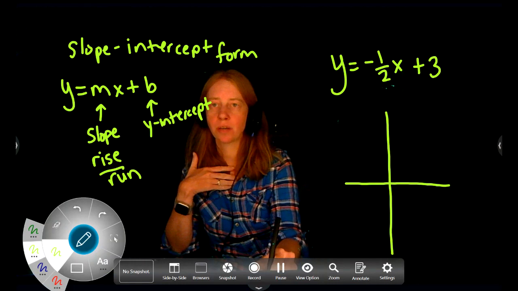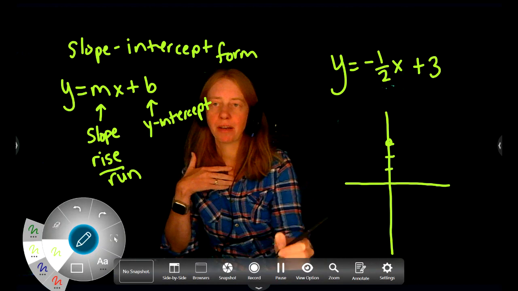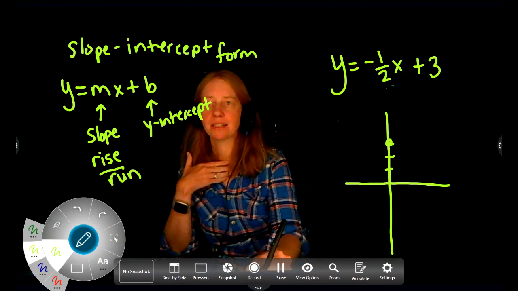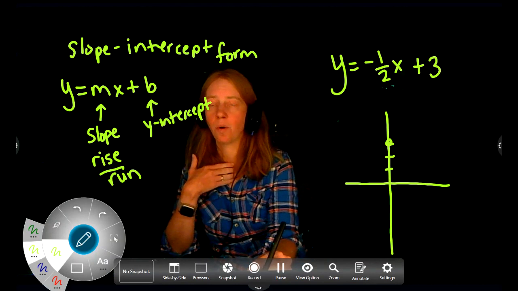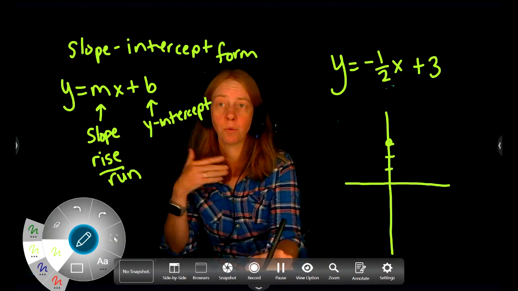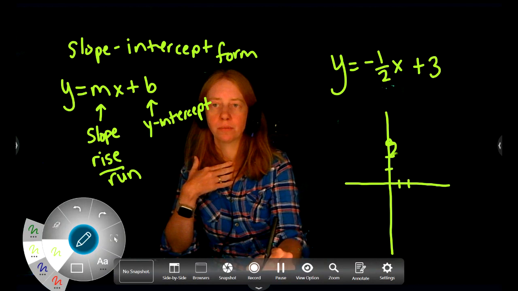What this means is I'm going to start with the y-intercept. The y-intercept means we go 1, 2, 3, and that means I have a dot right here. Okay, that's where my first point is going to be. My slope, -1/2, means that my rise is -1. So that actually means I'm going to go down 1, and my run is 2. So I'm going to go down 1, and I'm going to go over 2.